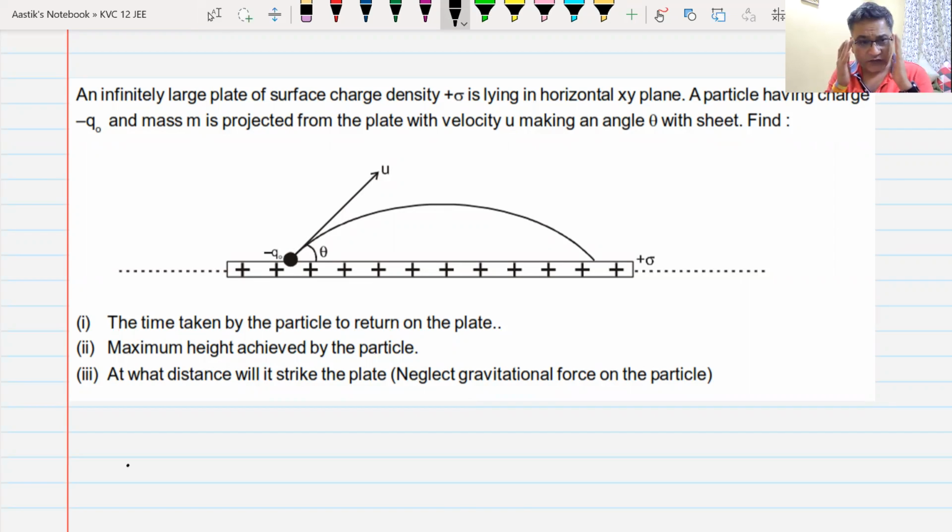An infinite sheet of charge density plus sigma is lying on the horizontal plane. A particle having charge minus q, mass m, is projected with a velocity u, making an angle theta. Find all these things. You don't have to find it. If you just apply your common sense, you will get the answer and tell me the results. I'll give you 2 minutes still to do it.